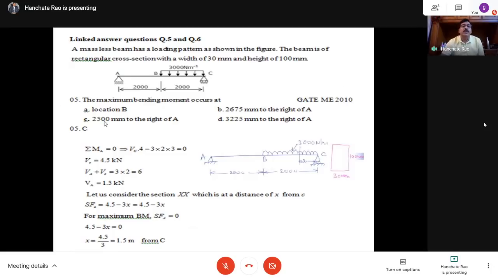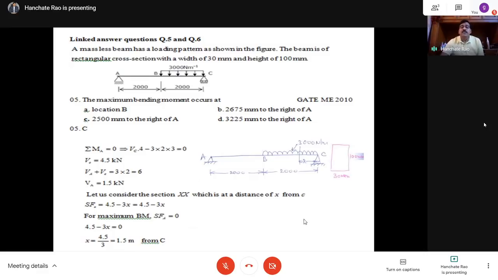So see here, 2.5 meter, that is 2500 mm, from right of A. So this way you can have 1.5 from C, so automatically 2.5 from A, because the total span is 4 meters. So like this you can find out.